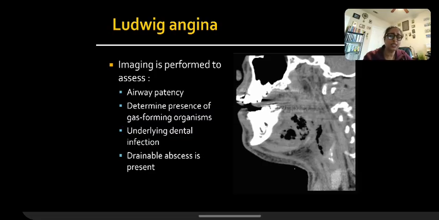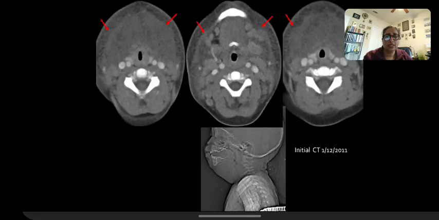And in this case, you can see that the tongue is kind of displaced up, and you can see that the airway is completely effaced. So this is something you have to communicate. You have to pick up the phone and talk to them and tell them that this is impending, the airway is obstructed. Okay, this is a young kid.